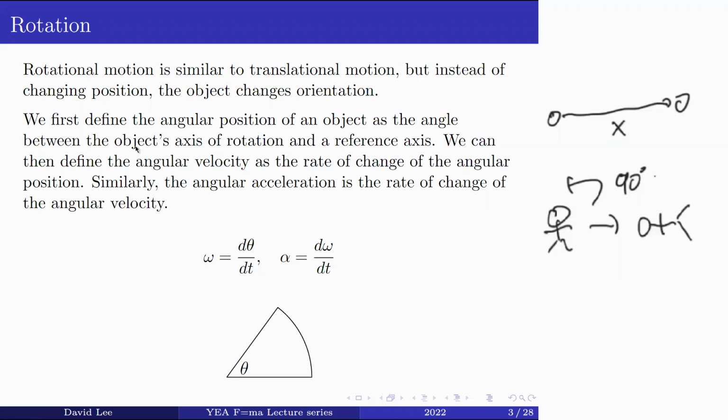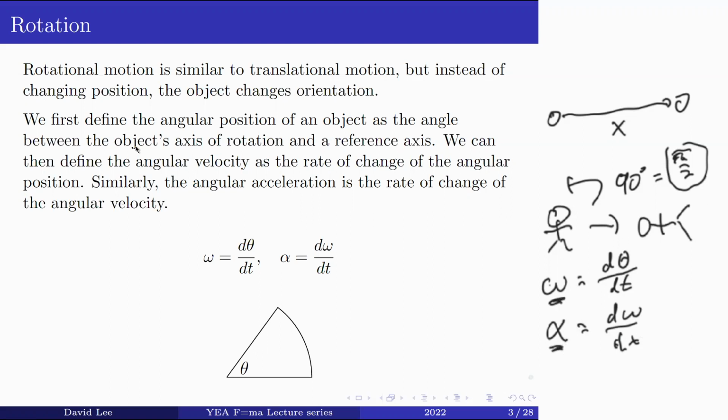Or this would be pi over 2 radians. So how many radians you moved is your angular distance. We can also define an angular velocity, which is the rate of change of your angular distance, and an angular acceleration, which is the rate of change of your angular velocity. This is just similar to normal velocity and normal acceleration, just for angles instead of position. The symbols we commonly use are omega for angular velocity and alpha for angular acceleration.